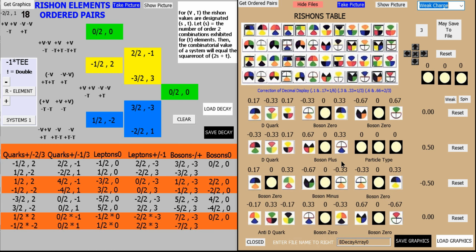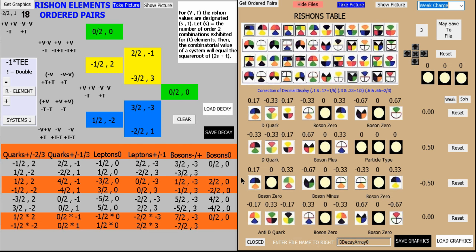But this boson plus changes that generic D into a C quark, and we can see here we have weak charge on the flavored V of 2/3 and on the prime T of 1/3, and altogether that would make a weak charge of 1, which will convert the weak charge of minus 1/2 into plus 1/2, which is what is predicted for the C quark in the standard model.